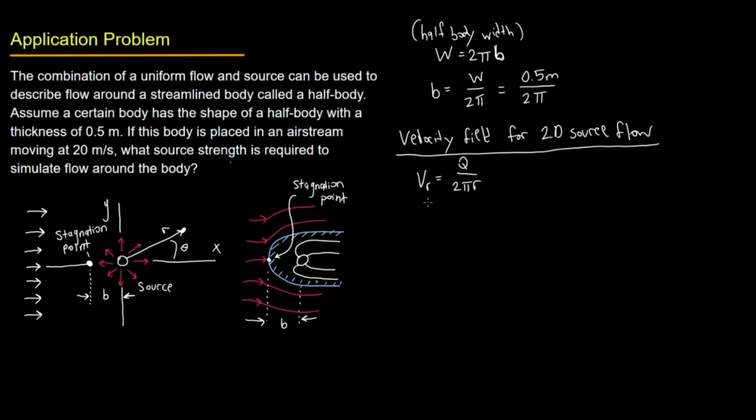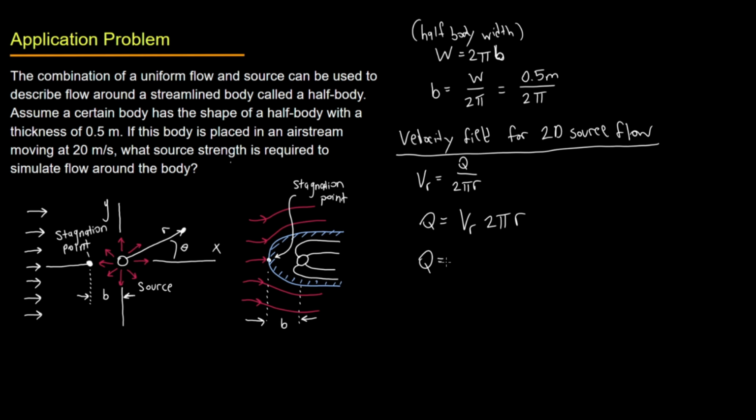And so because we're looking for the strength of the source, we are going to isolate for that. And so this equation will very quickly become a very simple one, where we have Q is equal to V_R times 2 pi R. And again, V_R will become the uniform flow velocity, and R will be the distance we evaluate that at, which is up here because we have that. B is this distance, and R is a distance away from the source. So we will plug all of that in.